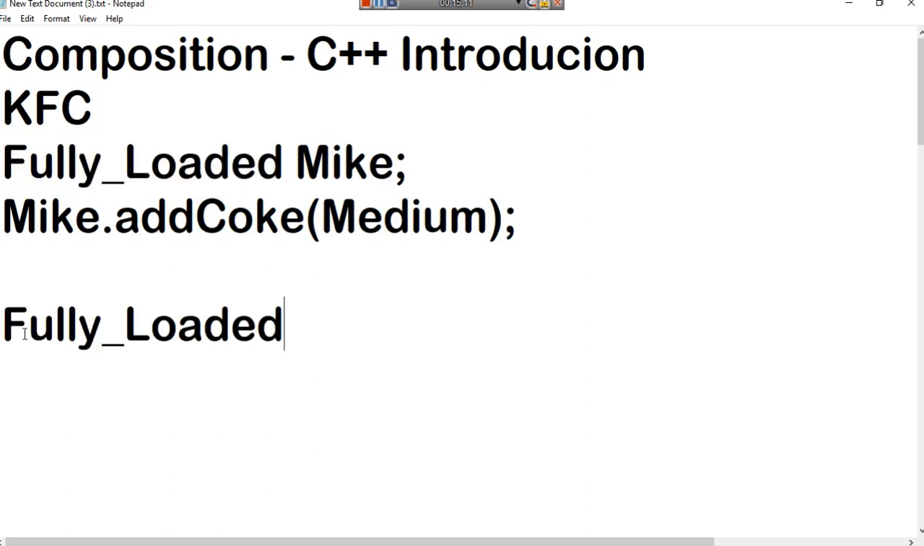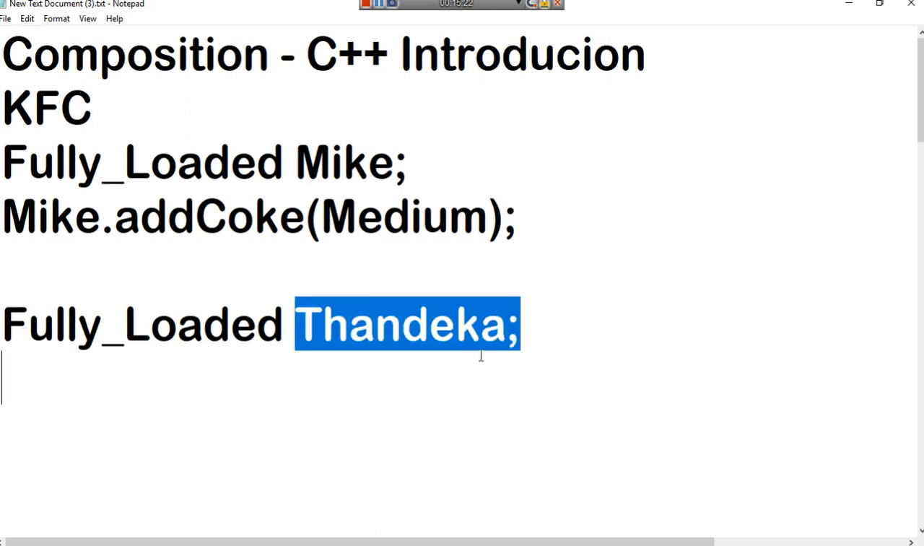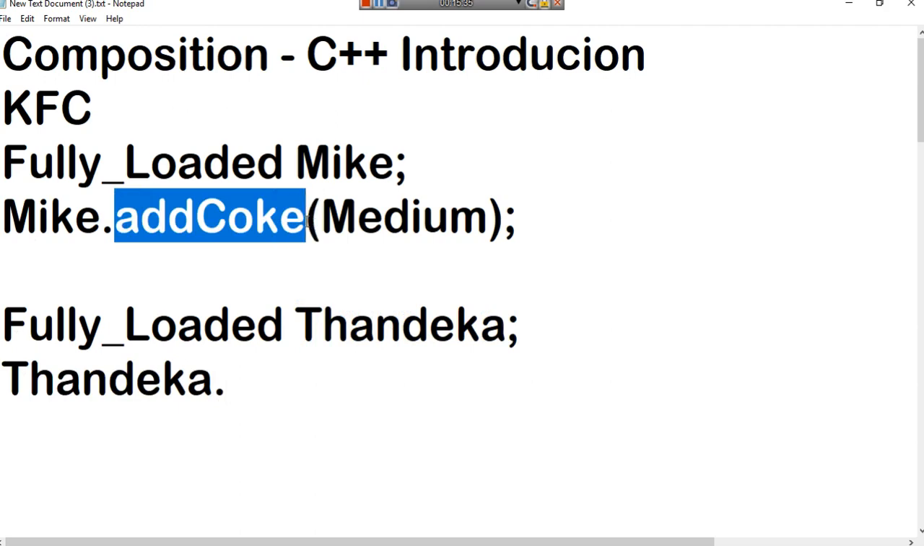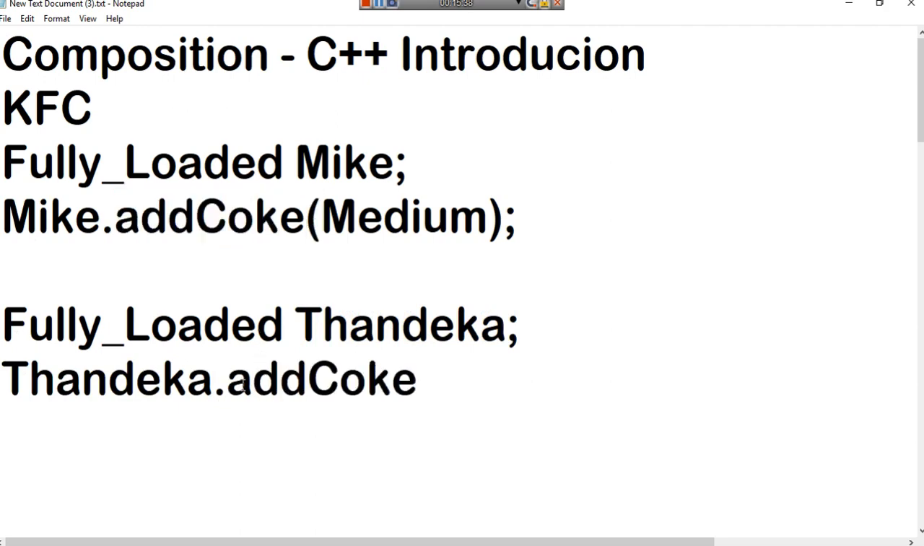And then there's Tandeka on another till. The difference here is that Tandeka wants a small Coke. She doesn't want a large Coke. So they ask her, what size of Coke do you want? She says small. It creates a new class, small, then it creates a small Coke. So it created a new fully loaded with small Coke.